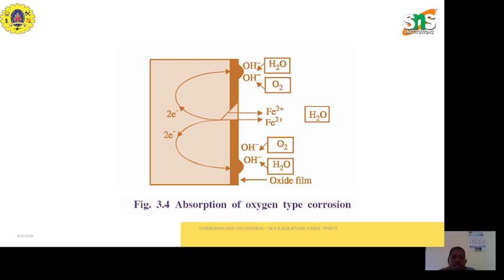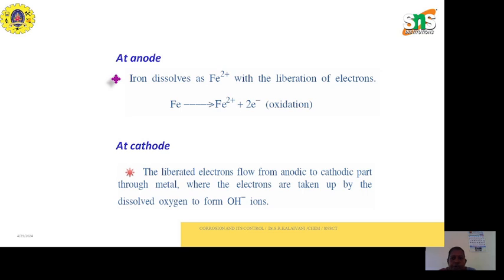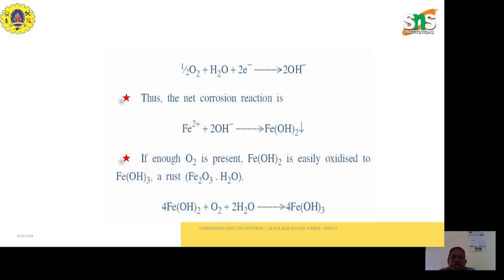So Fe gives Fe2+ plus 2 electrons, and in the presence of oxygen and water molecule, hydroxide ions are formed. At the anodic part, iron dissolves as Fe2+ with the liberation of electrons. At the cathodic part, the liberated electrons flow from the anodic to the cathodic part through the metal, where the electrons are taken up by dissolved oxygen to form hydroxide ions. So O2 plus 2H2O plus 4e- gives 4OH-.